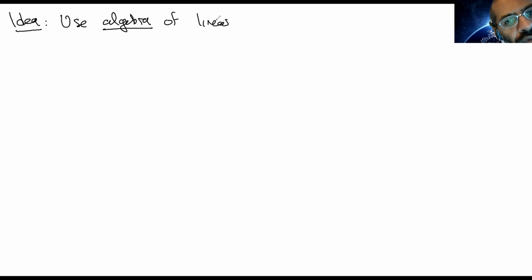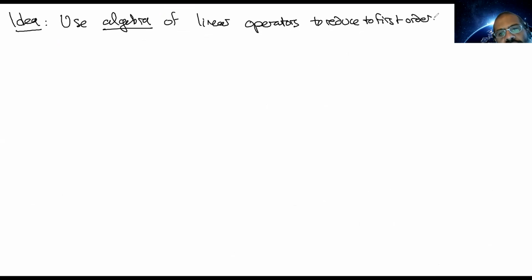Here's the idea. Use the algebra of linear operators to reduce to first order. By the way, a linear operator is just a linear transformation from a vector space to itself. It's a fancy word for the analog of a square matrix. And what do I mean by algebra? That's a bit more interesting.